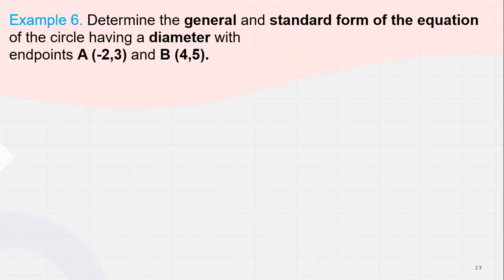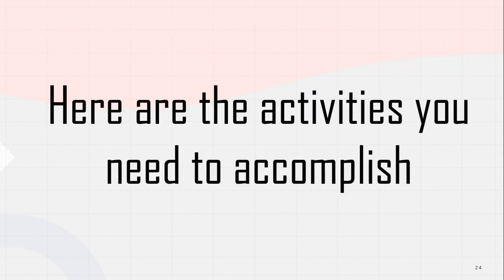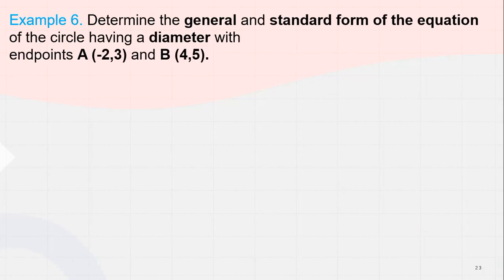Mag-unmute lang po. Determine the general and standard form of the equation of the circle having the diameter of the endpoints negative 2 and 3 and 4 and 5. So here po, we need to use the midpoint formula. Okay? So magmi-midpoint po tayo dito. Okay, so last na to. Ito yung sasagutan ninyo. Last na to. So what is the midpoint formula?